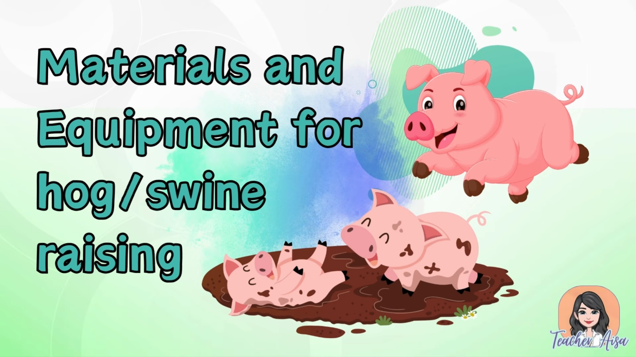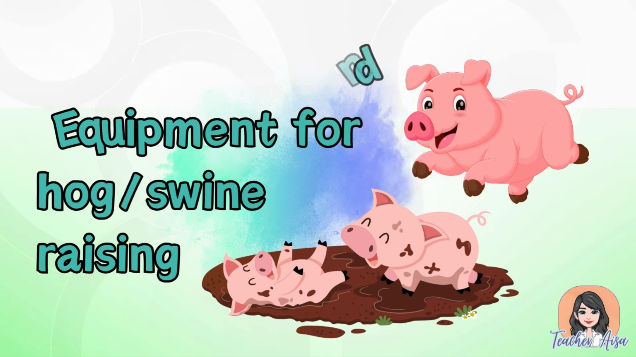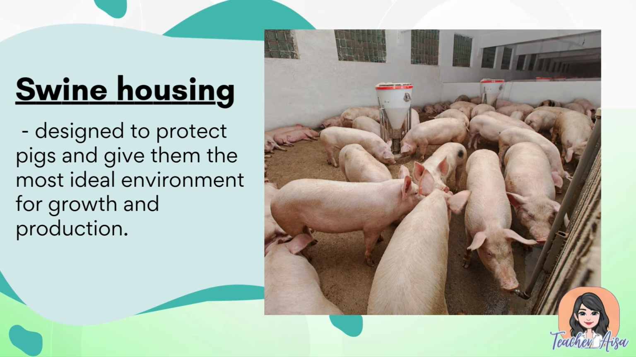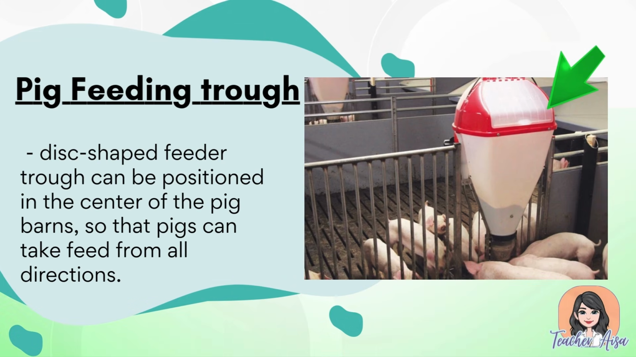Materials and equipment for hog or swine raising. Swine housing. It is designed to protect pigs and give them the most ideal environment for growth and production. Pig feeding trough. A disc-shaped feeder trough can be positioned in the center of the pig barns, so that pigs can take feed from all directions.